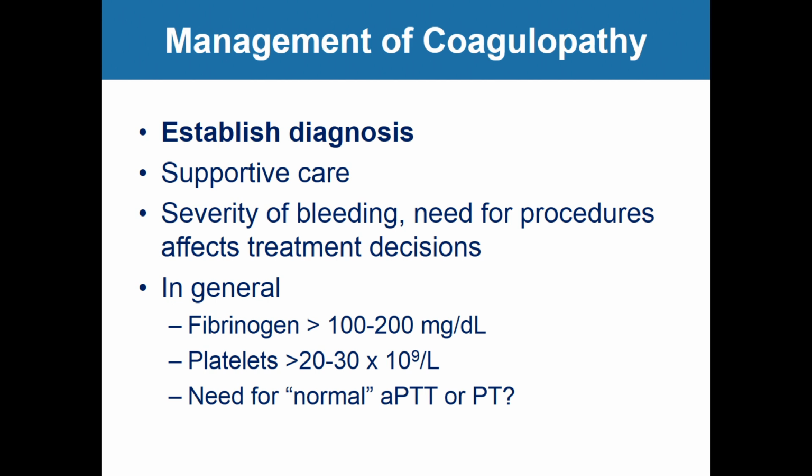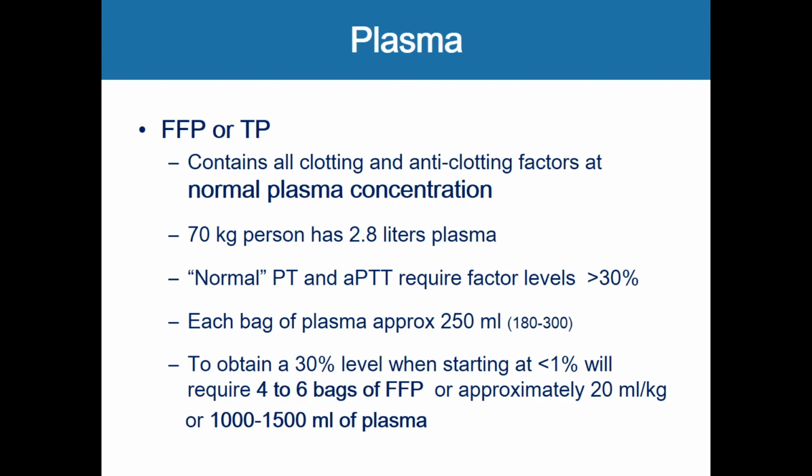As I've just discussed, you really need to assess: is there a need for a, quote, normal PTT or PT, or can the patient be okay with their minimally elevated PT and PTT? Replacement products that are available include plasma, variably known as fresh frozen plasma, FFP, or TP, which is thawed plasma. Plasma contains all the clotting and anti-clotting factors present in normal healthy people at normal plasma concentration.